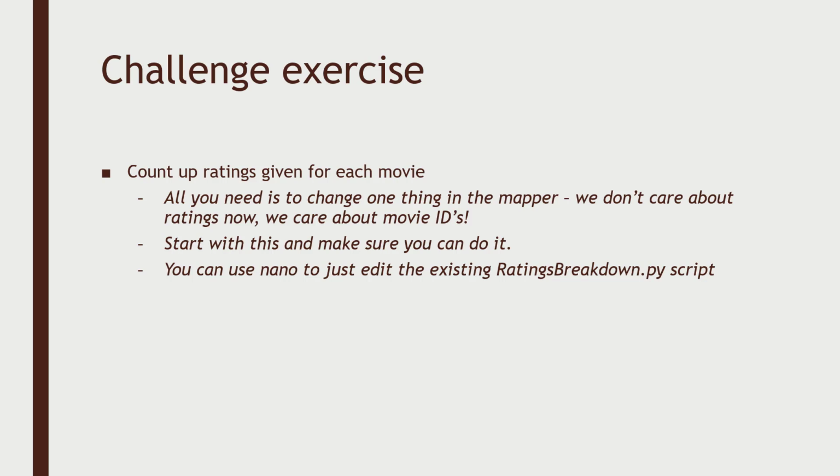Just go back and modify that script, the ratingsbreakdown.py script, to count up movie IDs instead of ratings. And that really should just be like a one-line change, unless you want to take the time to actually change the name of the class or something. So go back to your virtual machine there and use Nano to edit the existing ratingsbreakdown.py script, and see if you can do that. That's a good place to start and a very simple thing to do. Even if you're new to programming and new to Python, you should be able to pull that off.